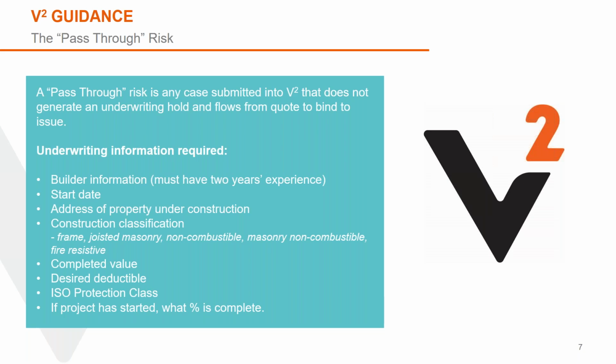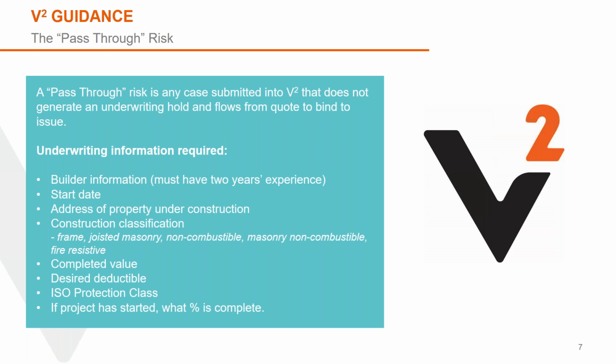The first thing is it needs to be ground up new construction. So it's a ground up new project. All right, that's good. Next thing is, what are we going to ask you to provide in order to give you a bindable quote? We're going to go through this list right here. There are like 7 or 8 things, nothing out of the ordinary. First of all, we need information on the builder. Make sure they have 2 years experience, they know what they're doing.